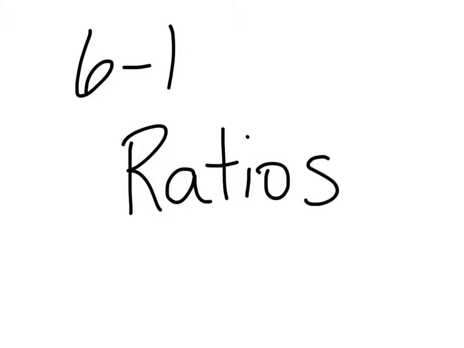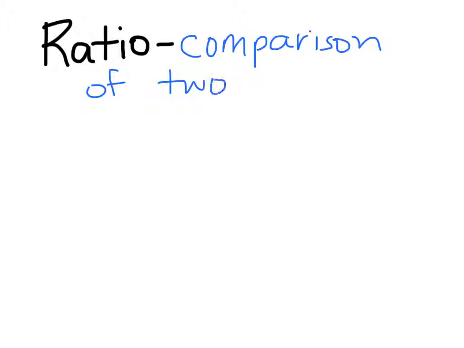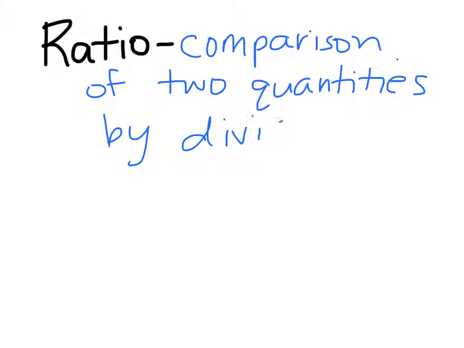Chapter 6, Lesson 1, Ratios. So a ratio, the definition, is a comparison of two quantities by division. Ratio is just a way that we can compare two different things, two different quantities of something.